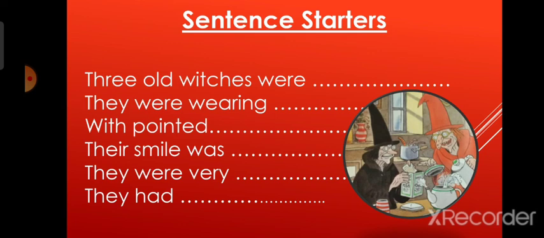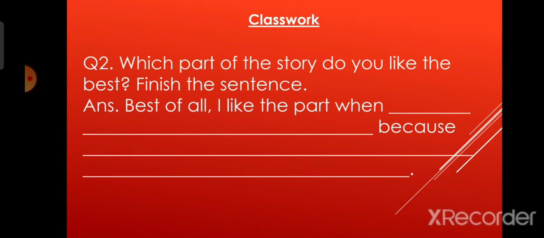After writing about witches, come on the next page and just write classwork at the top of the page. Yes, then no need to leave any line or no need to write the topic again. You will just write question number 2 on the very first line. And the second question is, which part of the story do you like the best? Finish the sentence.